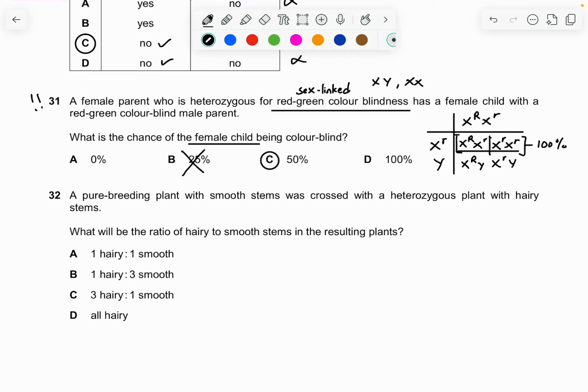25% is completely wrong here. If they ask the chance of the children being colorblind, that is also 50%. But if the male doesn't have any, if he's a normal person, then you can put 25%. In this case, they say in the female child, between the two females that we get, what is the chance of getting colorblind? Which is one out of two, 50%. This is a very important spot you have to find out.